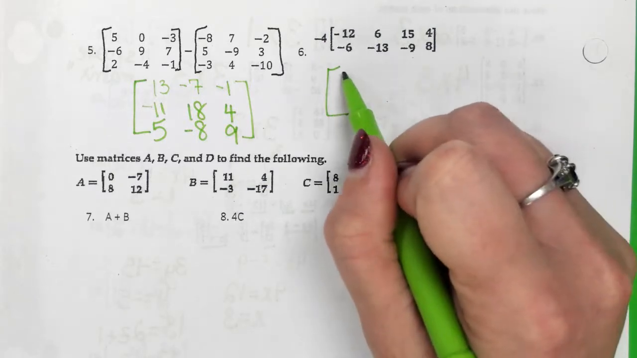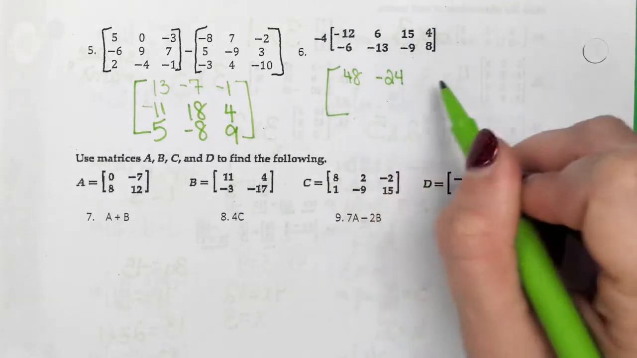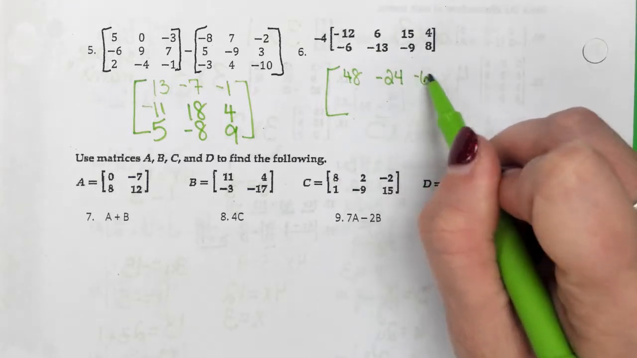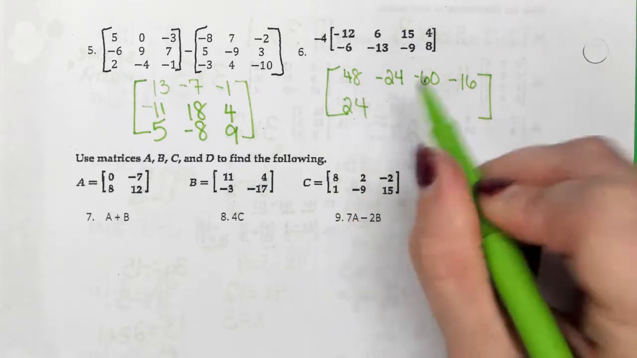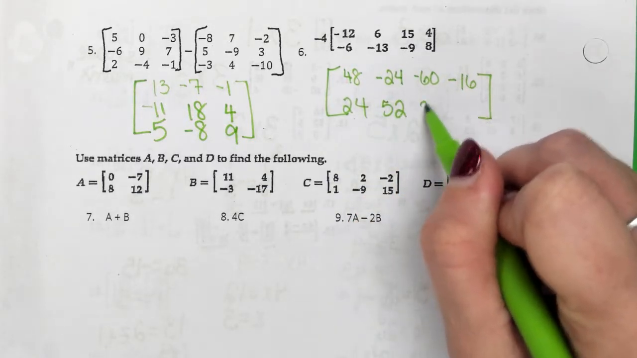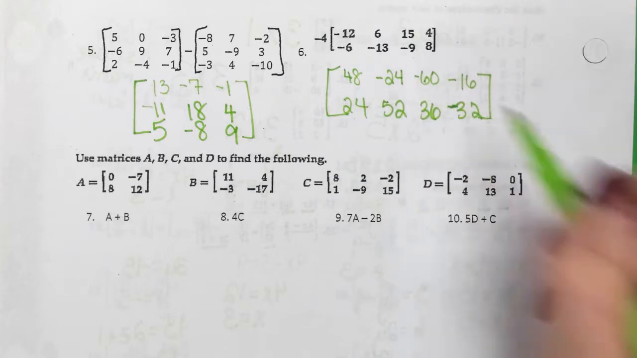48. Yep. 48, negative 24, negative 60, negative 16, positive 24, 52, 36, negative 32. Very good. Negative 32, sorry.